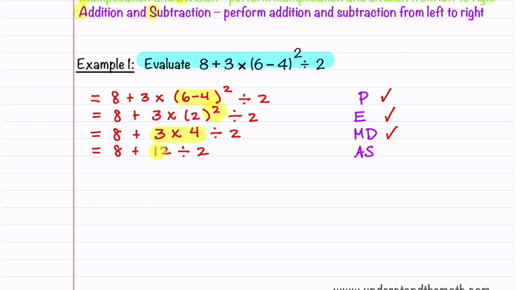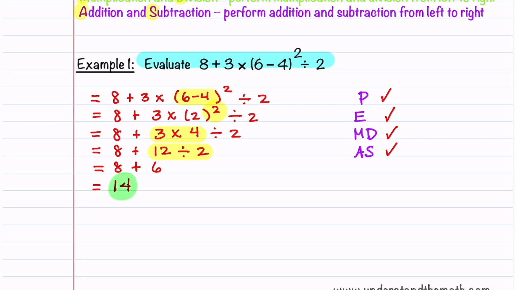We'll now evaluate the 12 divided by 2. And this gives us 8 plus 6, because 12 divided by 2 is 6. And then for our last step, we'll do the addition. This gives us an answer of 14.